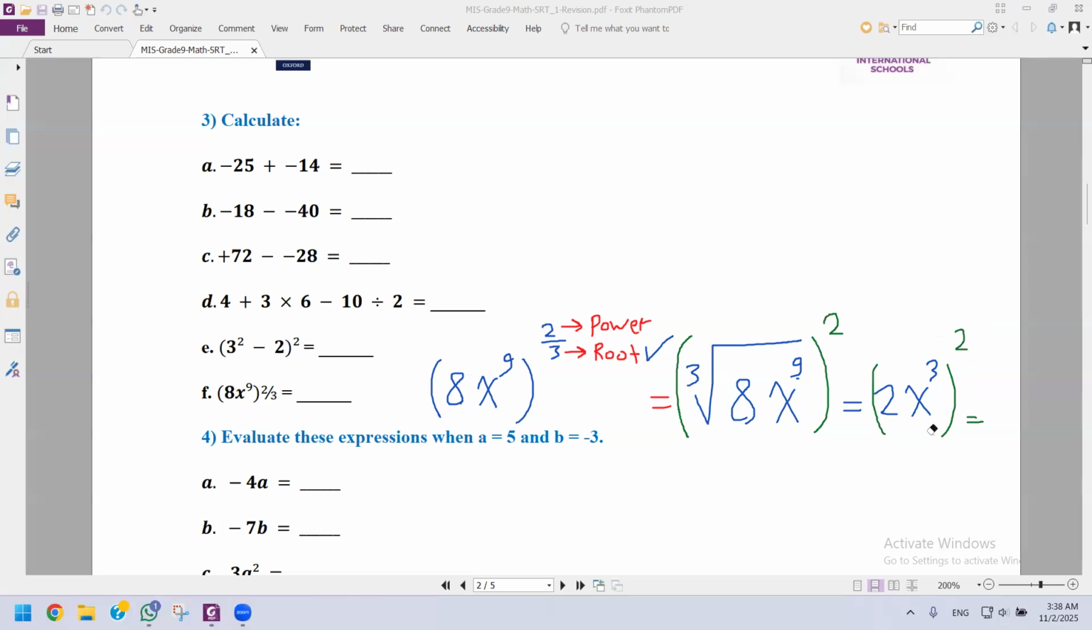Because see, that power is outside the bracket. That bracket tells me this power 2 should go to x and should go to 2 as well. So what is 2 to the power of 2? 4. What is x power 3 power 2? We said we multiply the powers. So it's x to the power of 6. Many students forget to give that power to the integer, to the whole number. 2 power 2 is 4. So this is the final answer, 4x to the power of 6.